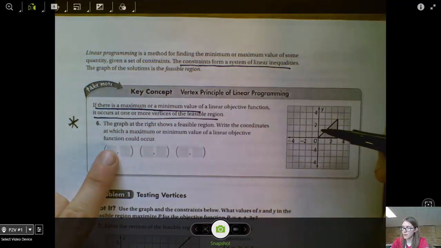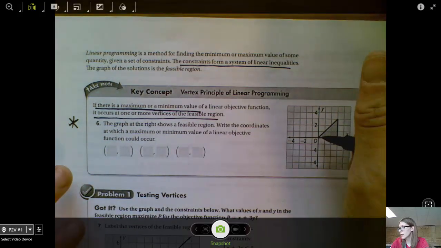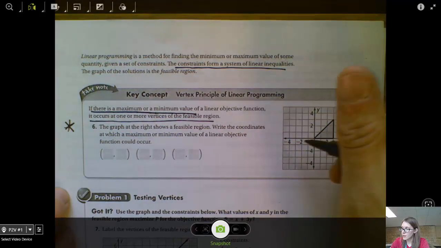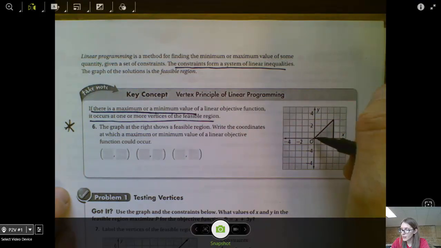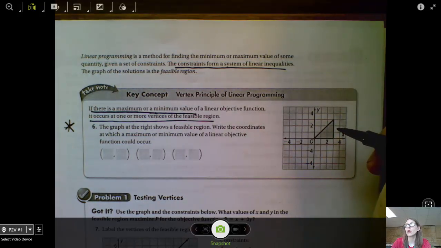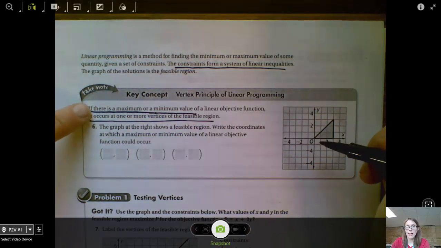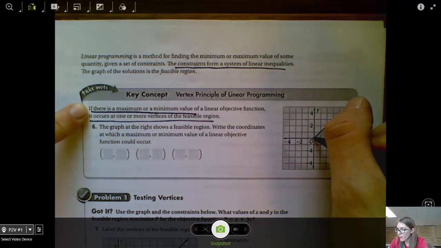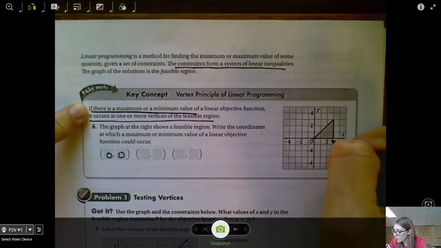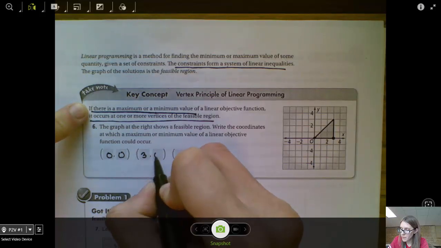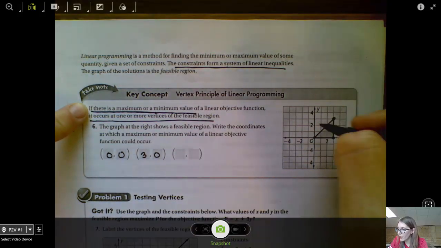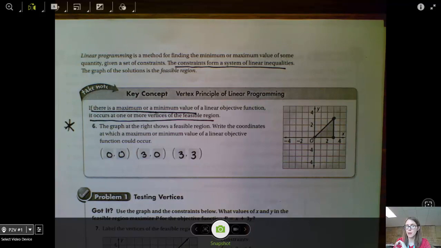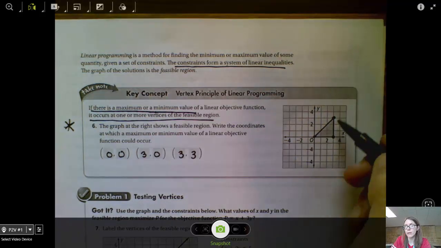So the graph at this right shows a feasible region. This little area here is our solution to a system of inequalities. And we are going to quickly write our coordinates at which a maximum or a minimum value could occur. Our key concept here says that that maximum or minimum, if there is one, is going to happen at a vertex. So our vertices here, we have a vertex at 0, 0. We have a vertex right here at 3, 0. And then the top right corner of our triangle, we could have a vertex at 3, 3. So again, if there is a maximum or a minimum value, it's going to happen at one of these three vertices.